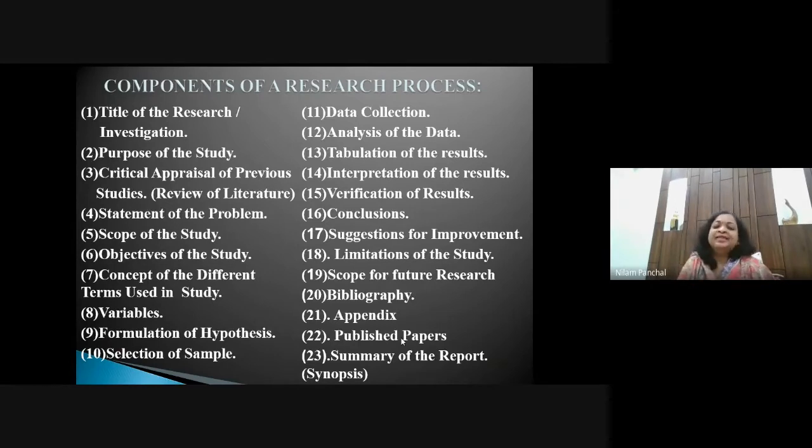Okay, and then you need to fix the variables that you are going to study. You need to look for the hypothesis. Formulation of hypothesis is very, very important. You need to select the sample, and even the sample size. What would be the sample size? You need to decide with the help of various tests that have been used and based upon the scope and the study that you want to do.